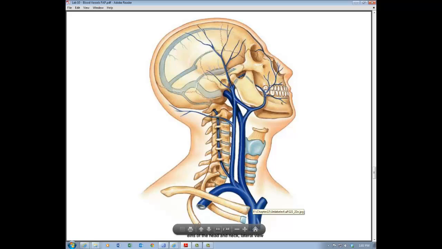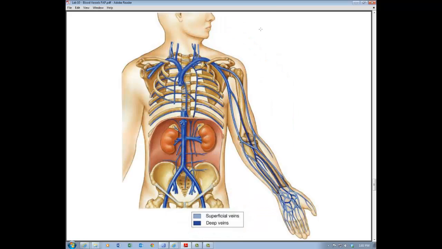Here we can see in a little better view, the heart has been removed, so here's the superior vena cava with the right brachiocephalic and the left brachiocephalic vein coming off of that. And then down here is the inferior vena cava, and that inferior vena cava continues on into the abdominal cavity. So this is all inferior vena cava here.